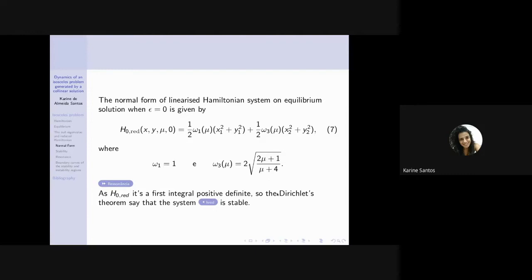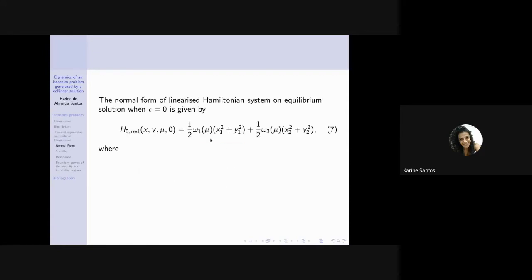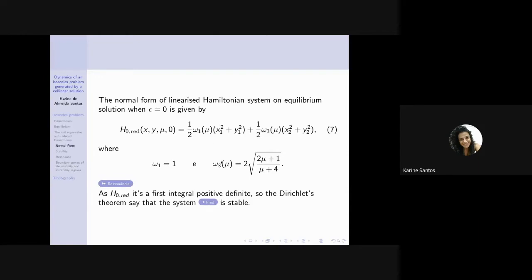And the Dirichlet theorem says that when the eccentricity is zero, the system is stable. Okay. But let's talk about this stability, and let's go a little deeper into the question of stability.